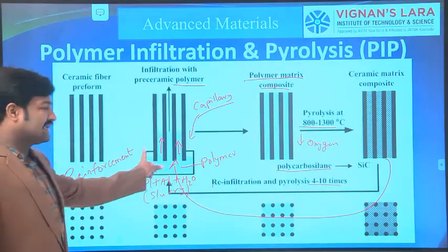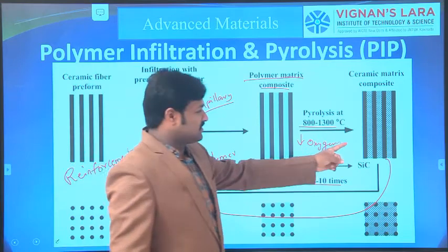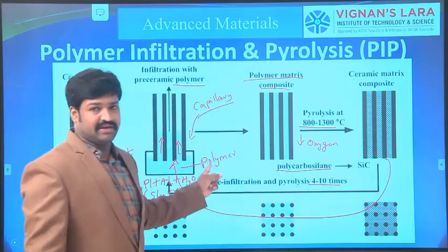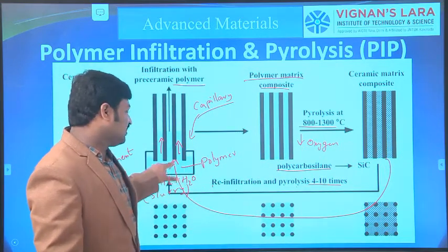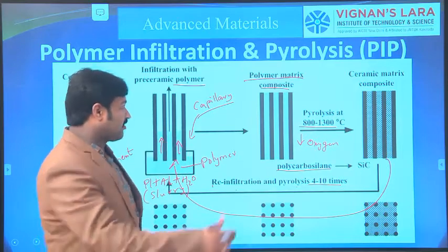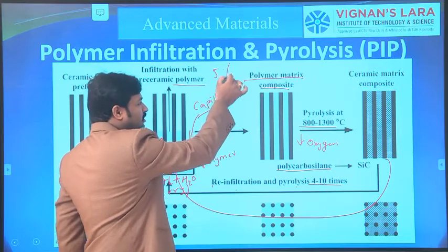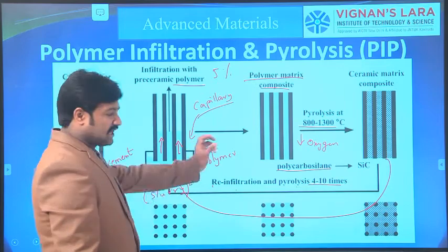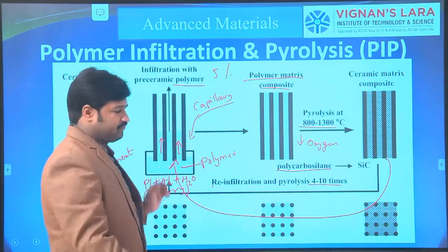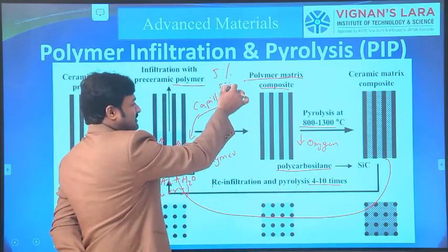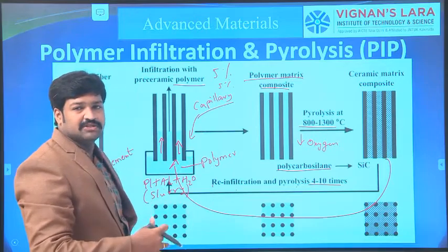So in a single step we are not getting a final composite metal. So we are doing n number of iterations, n number of processes. In the first dipping, around 5% of matrix will be deposited into the compound. After that, in the second step, again one more 5%. Similarly, the composition will be increased.